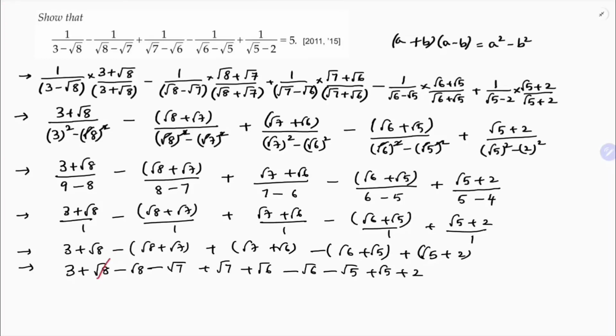Now see, root 8 minus root 8 will get cancelled. Root 7 minus root 7, plus root 7 plus root 6, minus root 6, minus root 5 plus root 5, all cancel. So you are left with 3 plus 2. 3 plus 2 is nothing but 5. So the answer is 5. In this way, if you rationalize the denominator, we will get this problem easily.